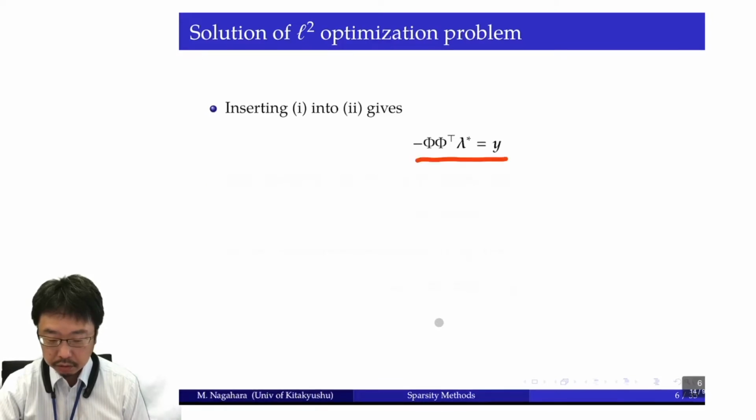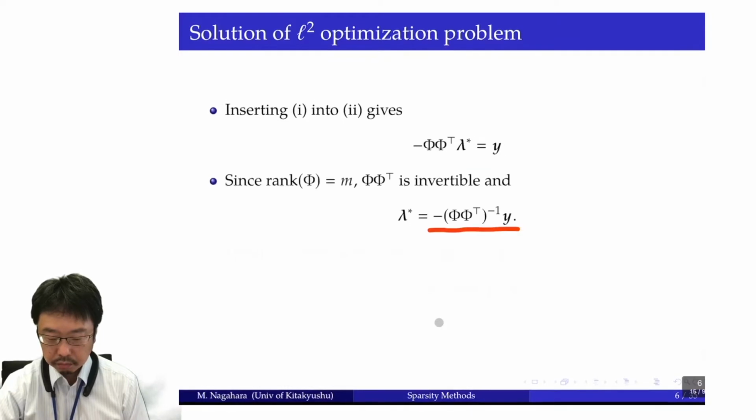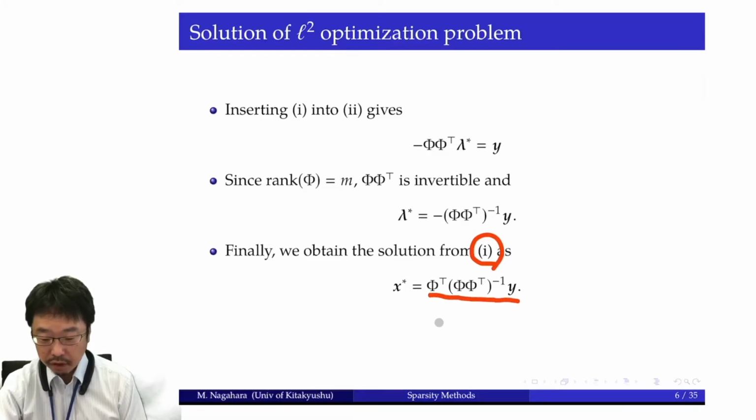This is phi transpose times the inverse of phi phi transpose, times y. This is the solution.